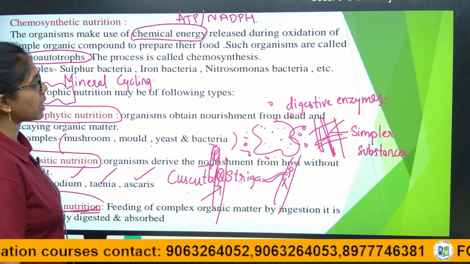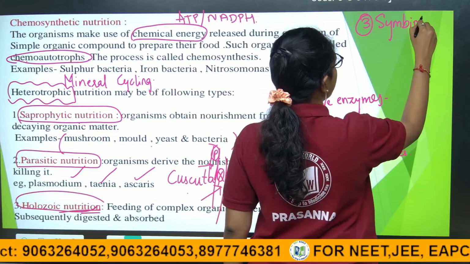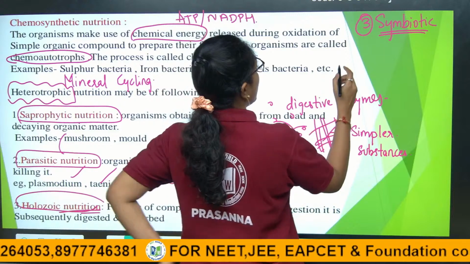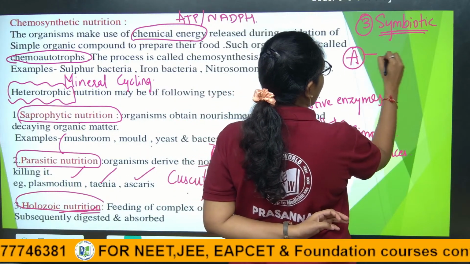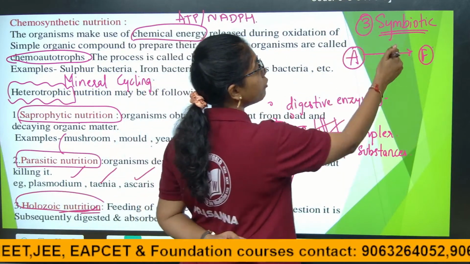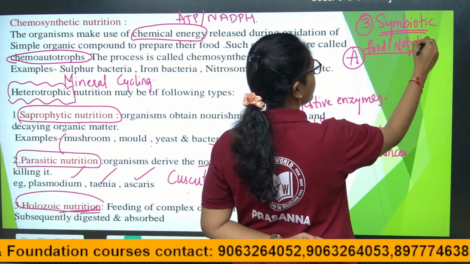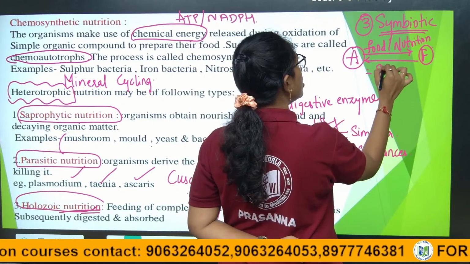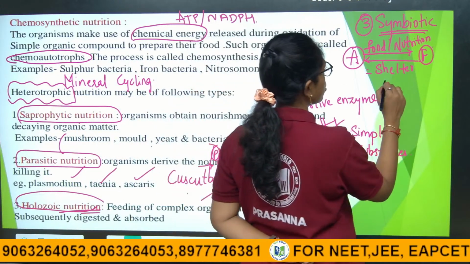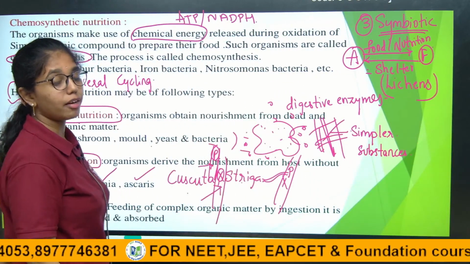Next, the third type, as I have said, is the symbiotic mode of nutrition. Symbiotic mode of nutrition, wherein the best example, I will say, beta, is the symbiotic association between algae and fungi. The algal component in this association will give food or nutrition to the fungi. Fungi will take care of the shelter of the algae. The best example of algal fungal association is lichens. Okay, lichen is the best example for algal fungal association.